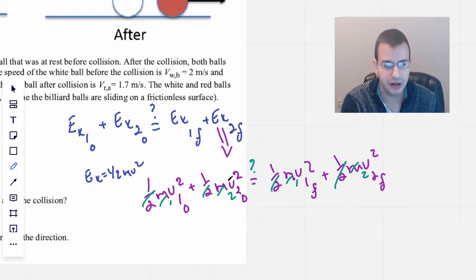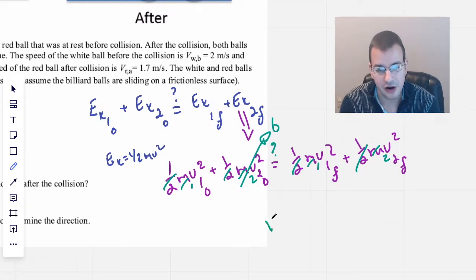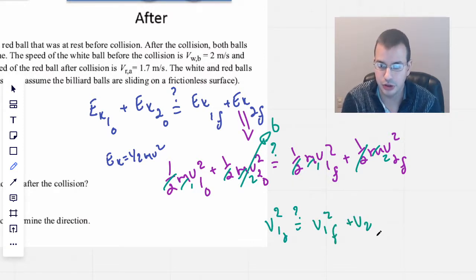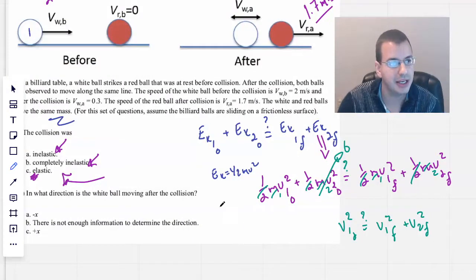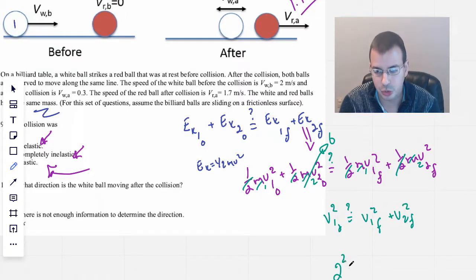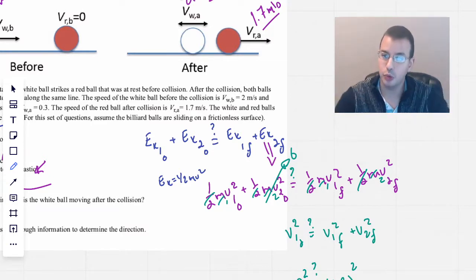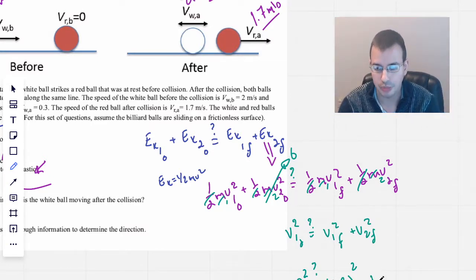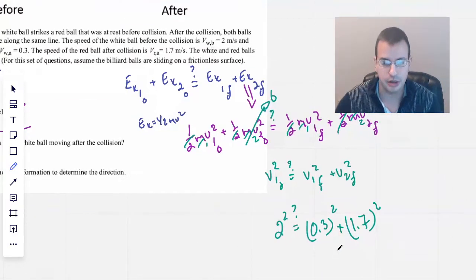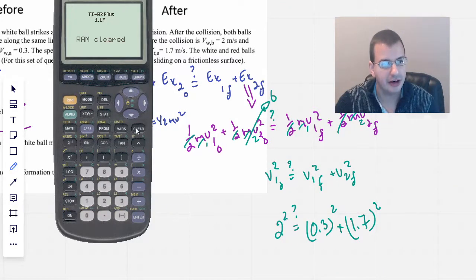All the 1/2s can go away. We know that ball 2, the red ball, is initially at rest. So v2 initial will be 0. So this will go to 0. And we are left with v1 initial squared equals, question mark, v1 final squared plus v2 final squared. Okay? So we know the initial speed is 2, so it'll be 2 squared equals, question mark, 0.3 squared. For that, we don't care about the direction because positive, negative doesn't matter. When you square it, it loses its sign. Plus 1.7 squared.